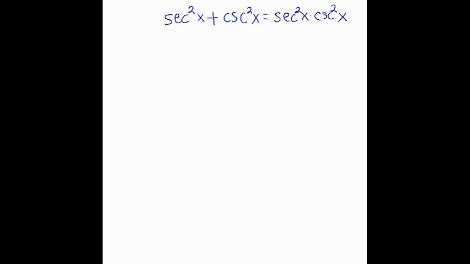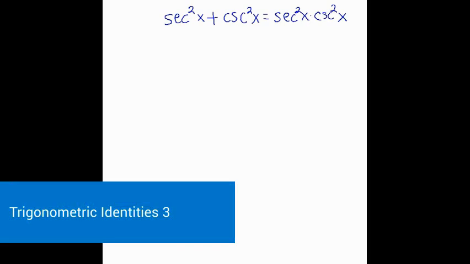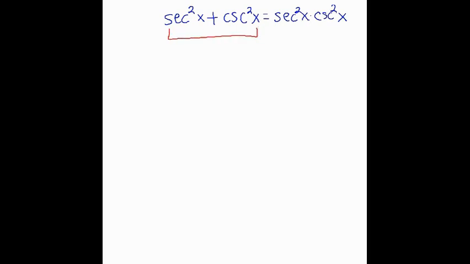Here's an identity I like. We have the sum of two trig functions equal to the product of those same two trig functions. When approaching a problem like this, I always like to deal with the one that has the sum on it. So we're dealing with the left-hand side on this one.